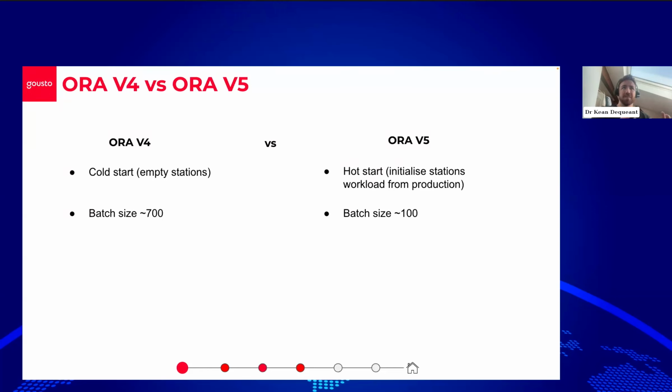V4 had big batches of orders routing at the same time and empty initialization, so we didn't consider what was live. In V5, we route smaller batches more frequently, and we initialize the stations with the workload that's currently there. Also, in V4, we didn't consider stock, so we assumed perfect stock, whereas we know that we always have stock problems, and so we decided to include stock coverage in our V5.